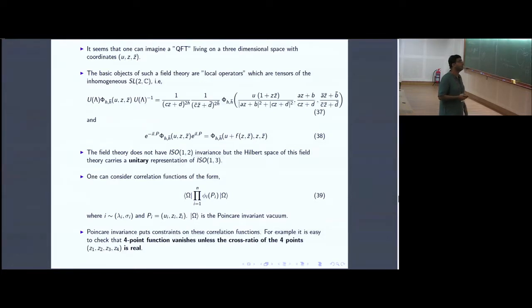So it is behaving very much like a 2-dimensional conformal field theory, but there are of course some constraints on top of that, which come from the fact that you also have the space-time translations.